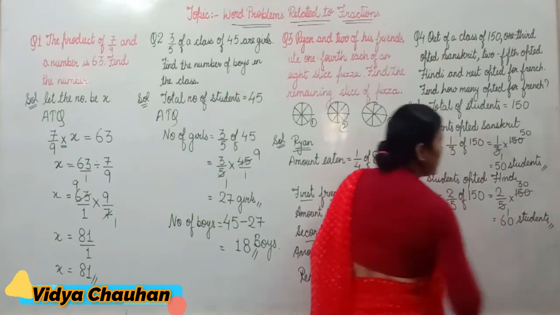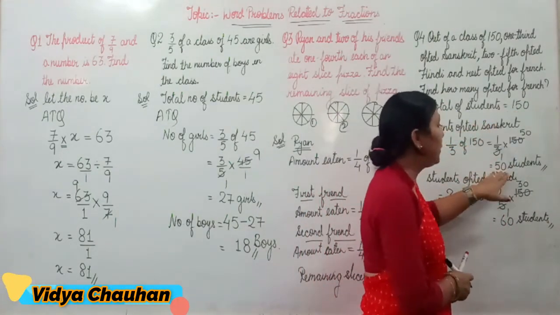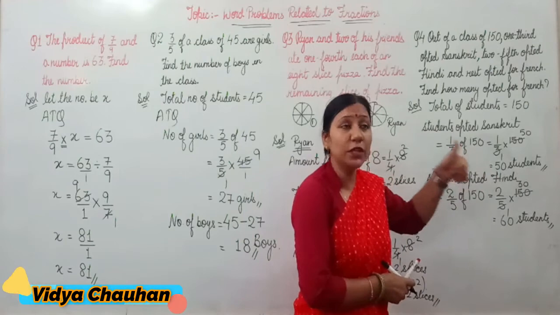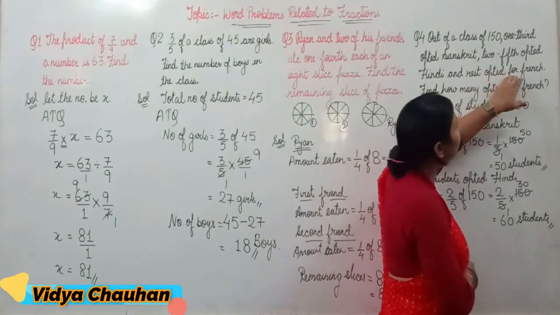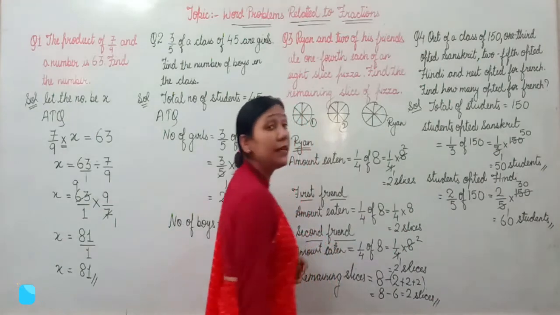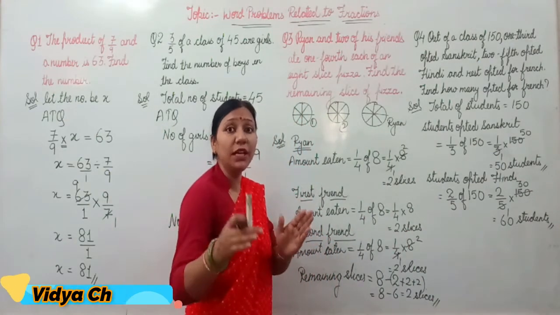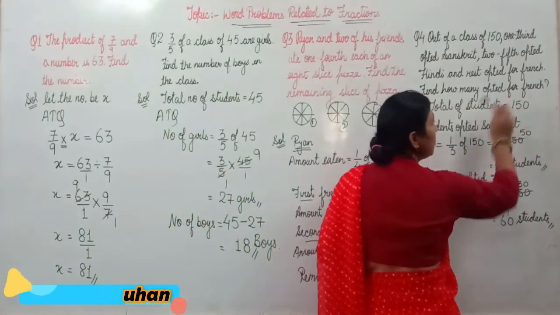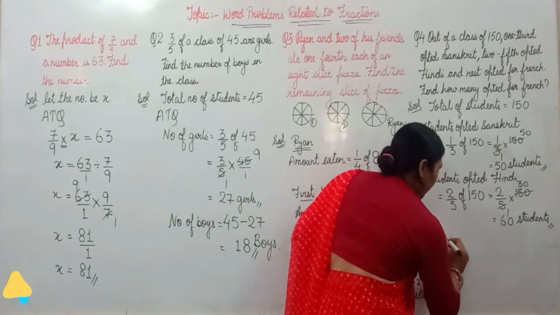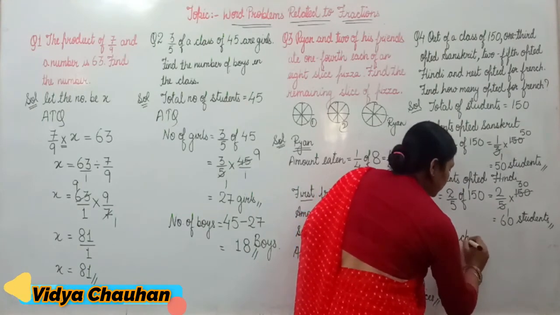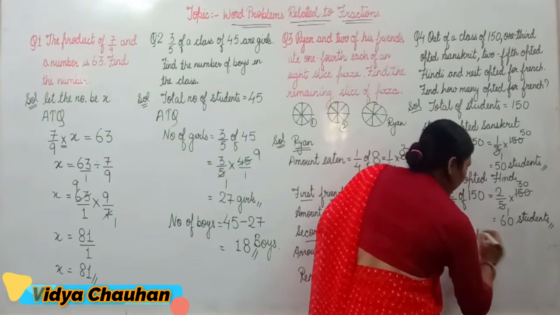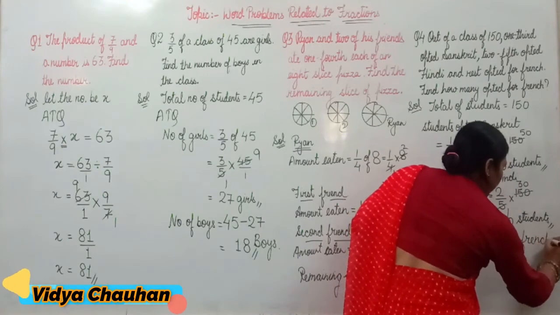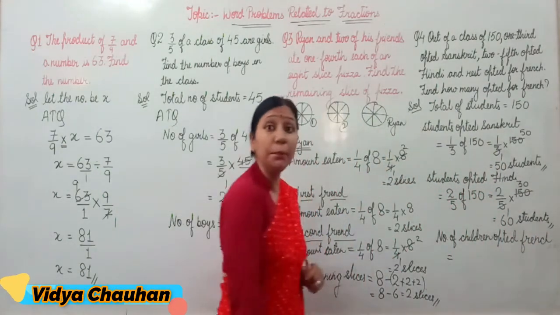So now students, can you see, out of 150 students, 50 students have taken Sanskrit, 60 students opted for Hindi. Now the third language which is left, the rest of them opted for French as their subject. The rest of the students have taken French as their main subject. So what I have to find is how many students opted for French. We have to find how many students have opted for French as their main language.